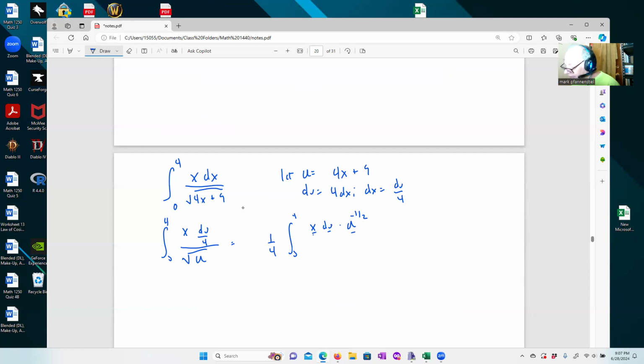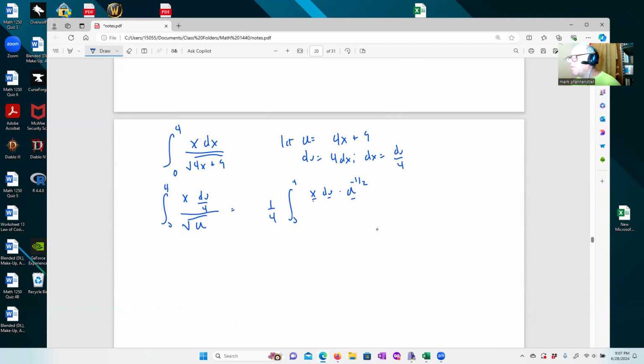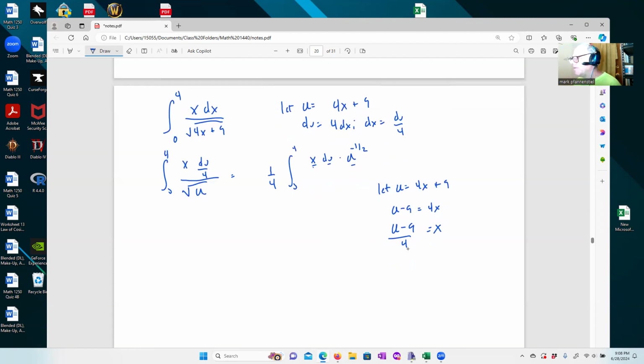Later in the class, we get to integrate two variables. For now, we can't do that. So because I have an x and a u, I'm still going to do something about this x. We said let u equal 4x plus 9. Let's go ahead and solve for x. So u minus 9 equals 4x. X will be u minus 9 all divided by 4. I would just leave it that way because we're hoping something will happen that makes it not quite as ugly. Let's see what happens.